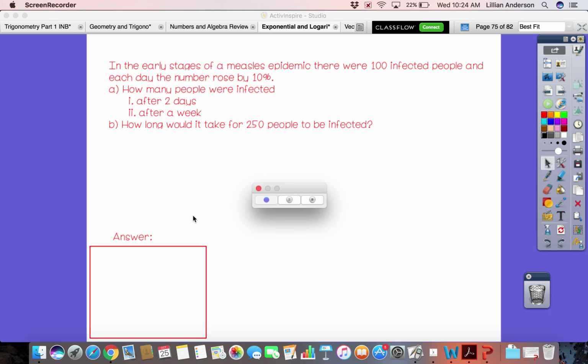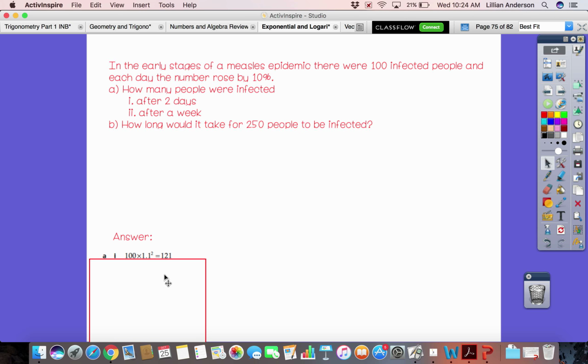All right, so in the early stages of the measles epidemic, there were 100 people infected, and each day the number rose by 10%. Again, if the number rose by 10%, that means it's an increase. So hopefully you set it up as 1 plus your rate as a decimal. 100 people is what you started out with. So hopefully your equation set up in this similar fashion, where you had 100 times 1.1 to the n power.